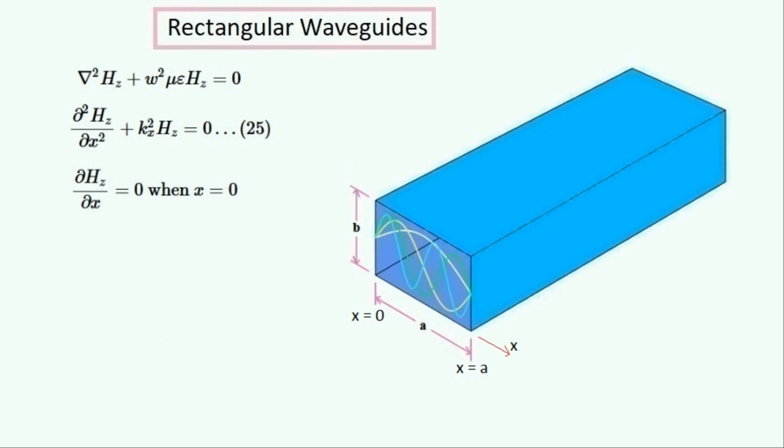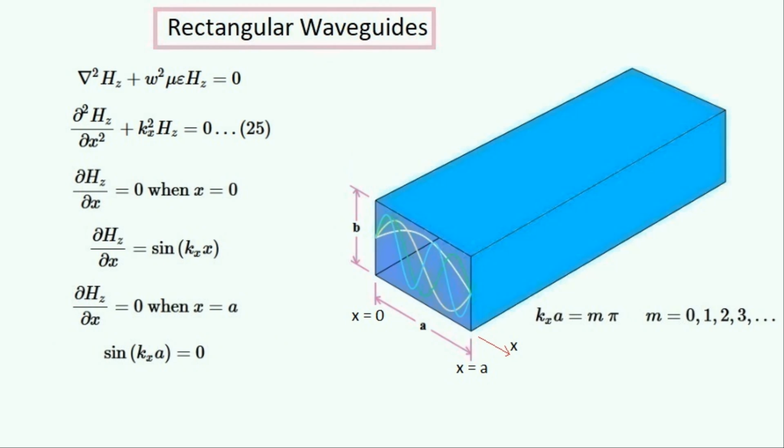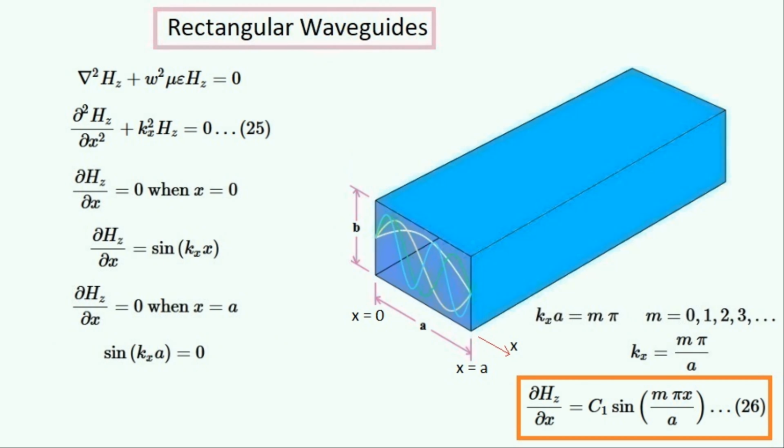So this partial derivative quantity will be 0 when x is equal to 0 at the left-hand wall of the waveguide. And so this quantity will be equal to this sine function. This quantity will also be 0 when x is equal to a at the right-hand wall. Substituting these values into the sine function gives us this equation. This equation is solved to be this, with an integer m being equal to all positive and 0 integers. Then kx will be solved to be this. And so this partial derivative will be equal to this.